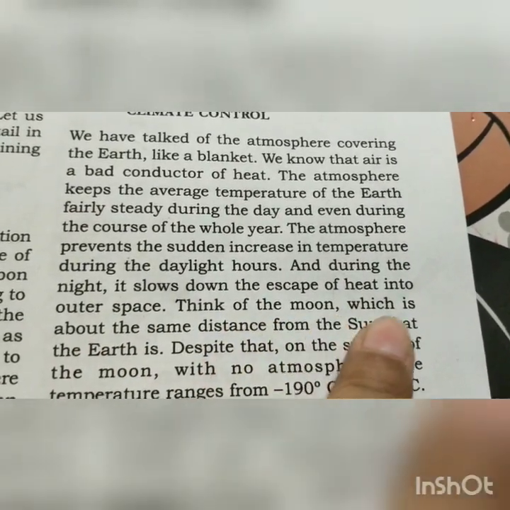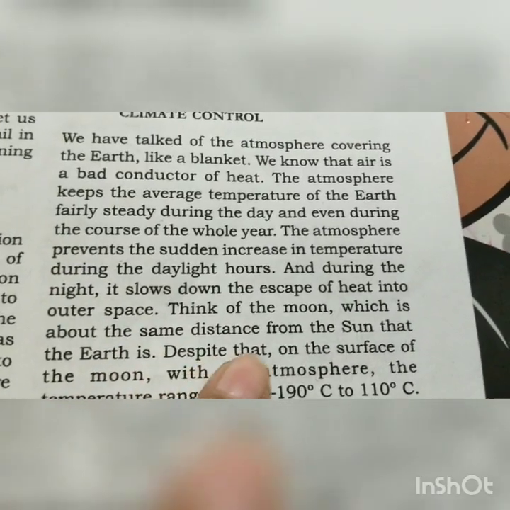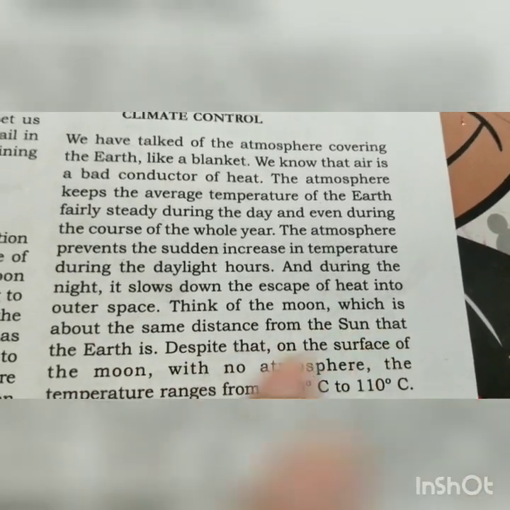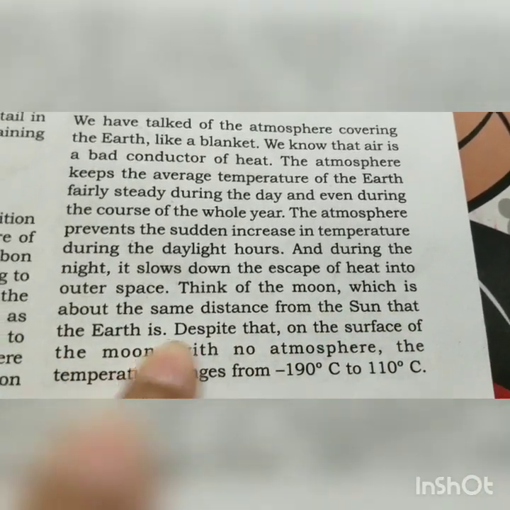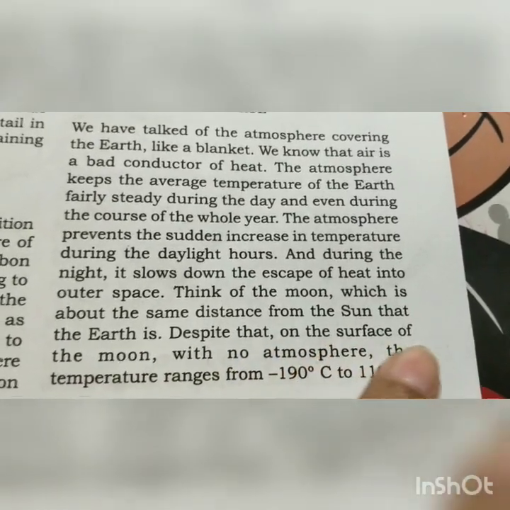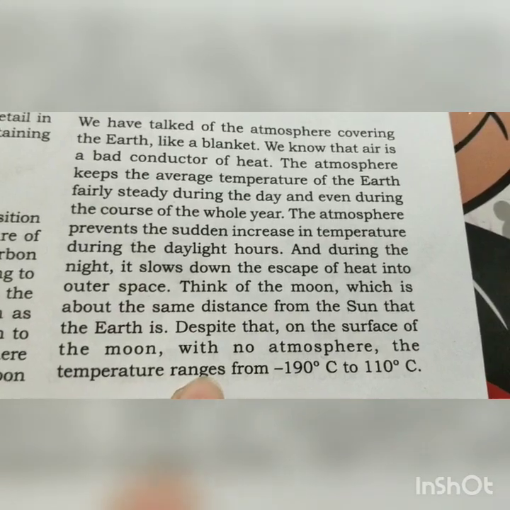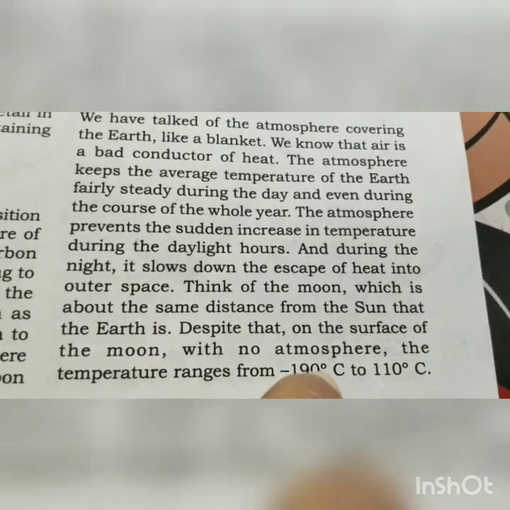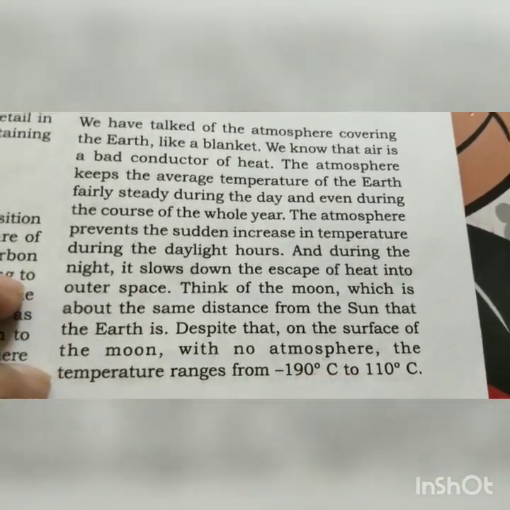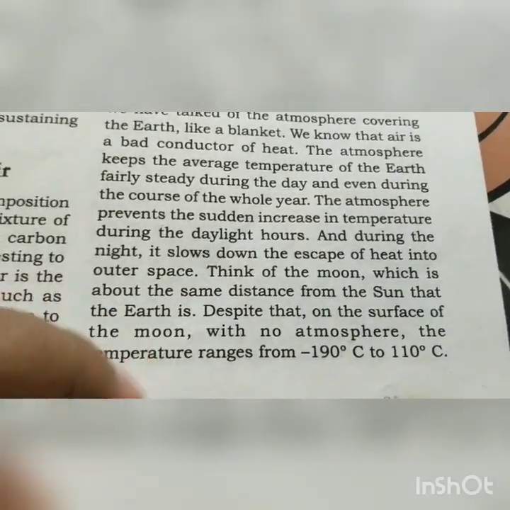Think of the moon, which is about the same distance from the sun that the earth is. Despite that, on the surface of the moon, with no atmosphere, the temperature ranges from 190 degrees Celsius to minus 110 degrees Celsius.